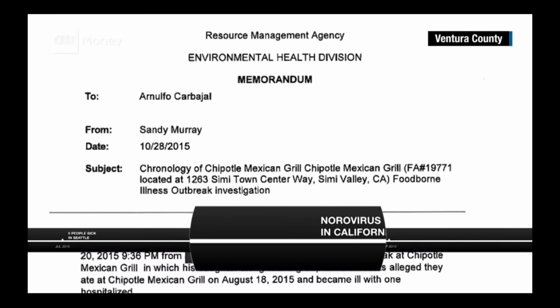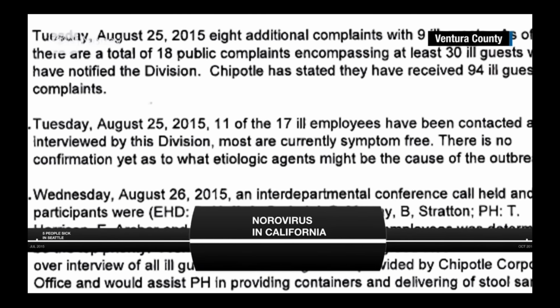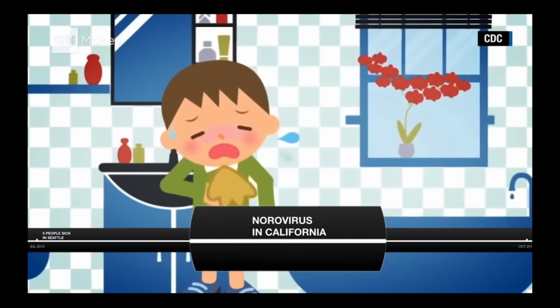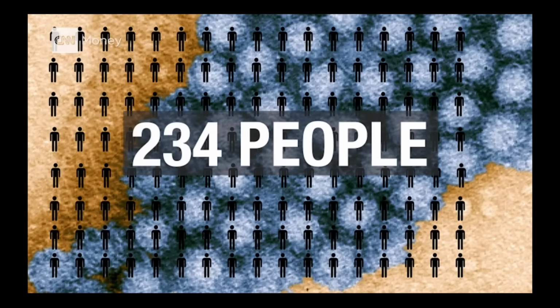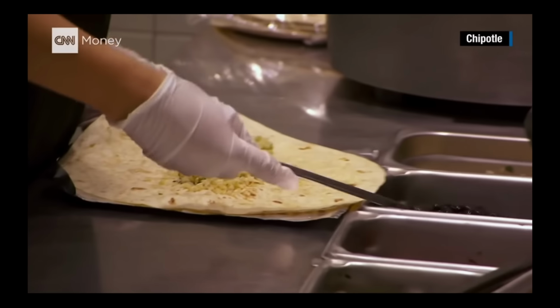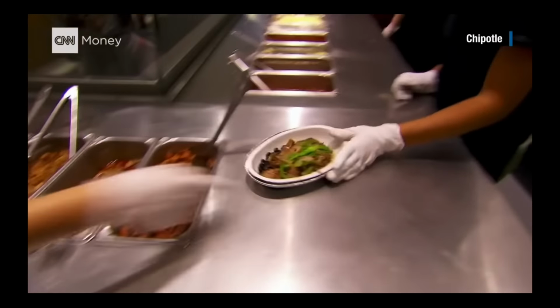About the same time in California, Chipotle told the local health department that 17 employees were sick with norovirus, an especially nasty intestinal bug. 234 people caught the virus. At this point, the company's top brass stayed relatively mum. These problems, though serious, appeared to be isolated, and Chipotle's executives may have thought they had them under control.